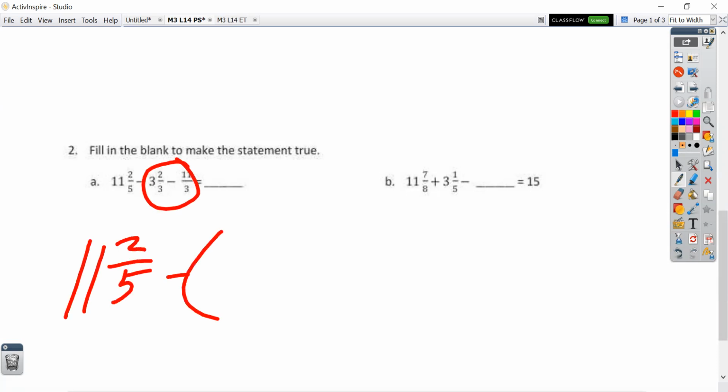minus. Now, we're subtracting both of them, so we actually have to add them together before we subtract it from the whole. That's going to be a tricky step to try to remember, but you really have to think about that.